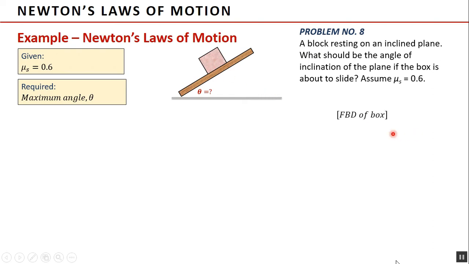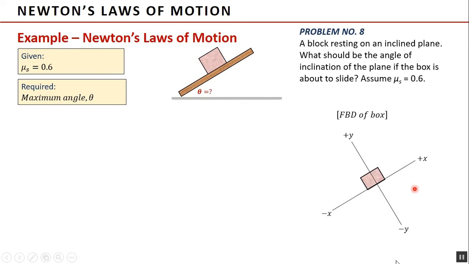Now, we construct first the free body diagram of the box. Here we are going to use a tilted axis. That is, the x-axis is kept parallel to the inclined plane. So this x-axis is also tilted at an angle equal to the angle of the inclined plane. And the y-axis is kept perpendicular to the x-axis. Then we put here the box.